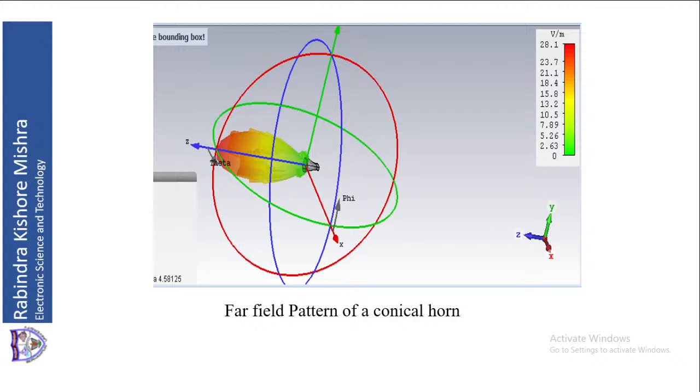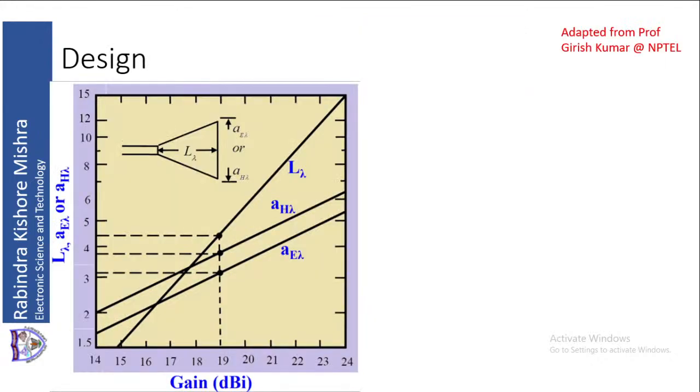Now let us come to the design of the antenna. You can look at the book Handbook of Antennas by J.D. Kraus. In that book, for the horn antenna, a design curve is given. The design of a horn antenna is always done with respect to a standard gain horn antenna. So gain is to be standardized for the horn antenna.